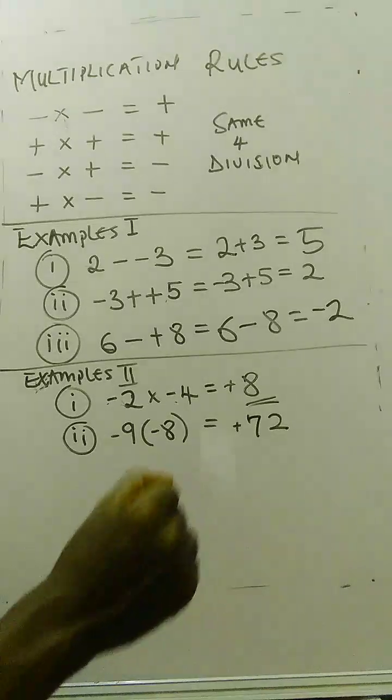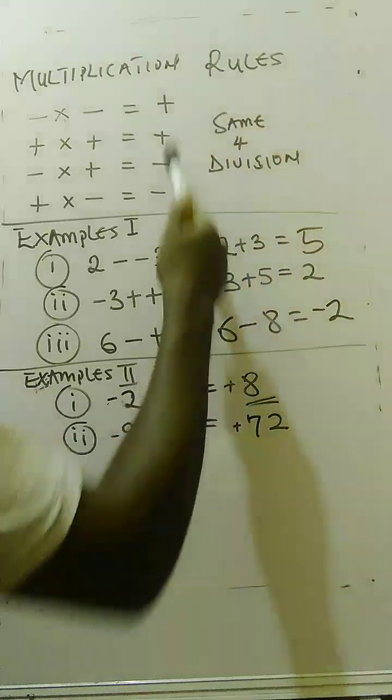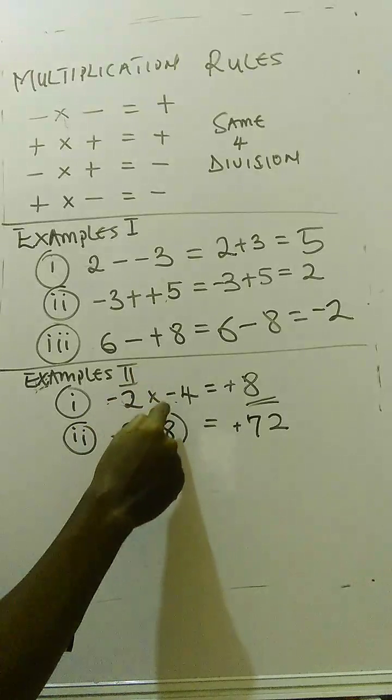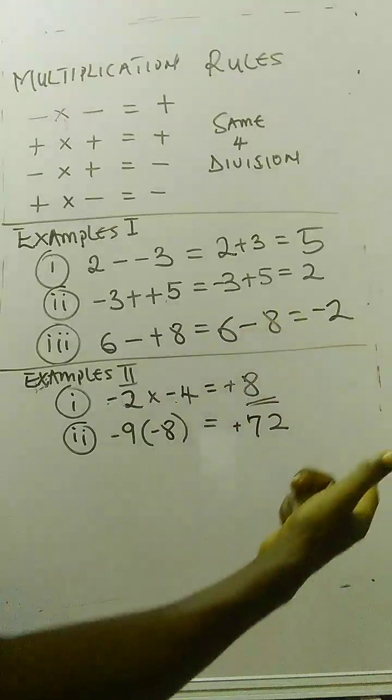And remember, the same rule that applies for multiplication applies for division. So even if it is 2 minus 2 divided by minus 4, it also gives us plus as the answer.